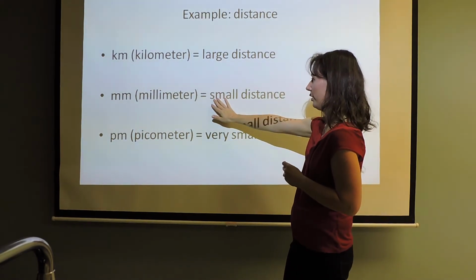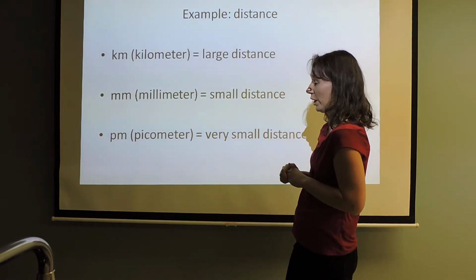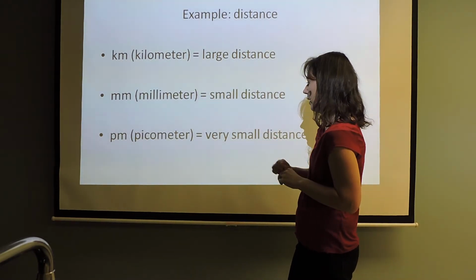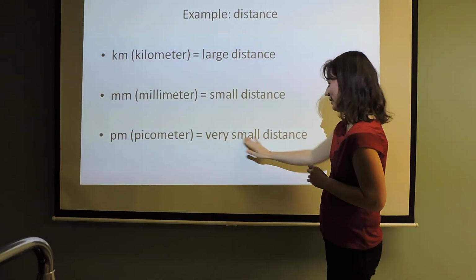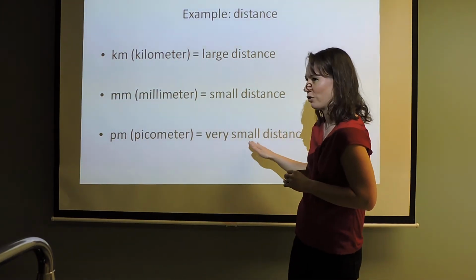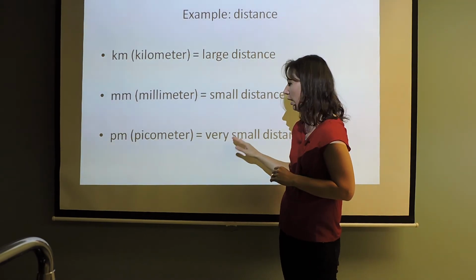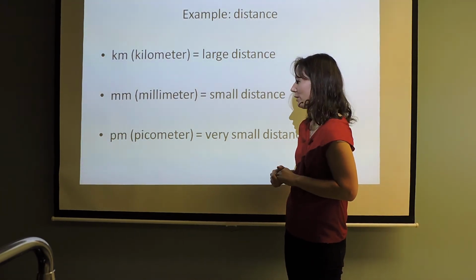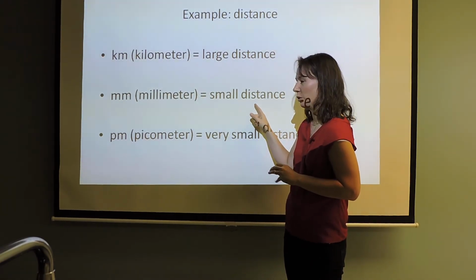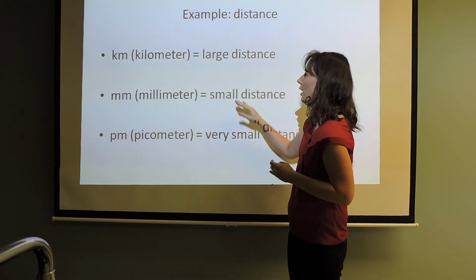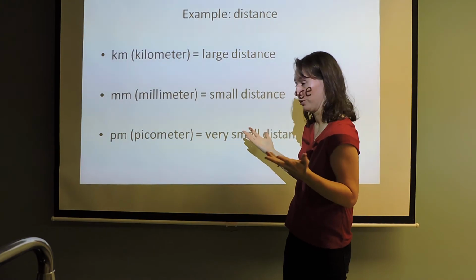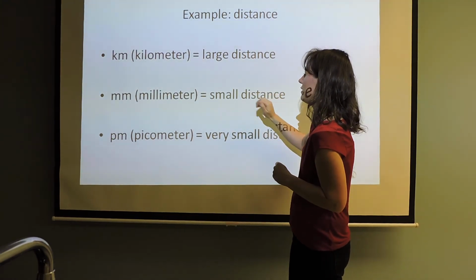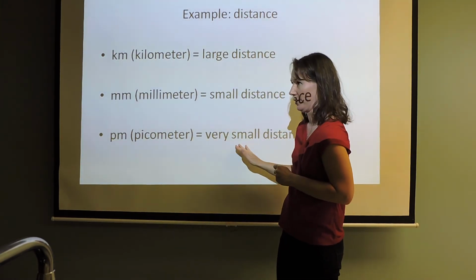Whereas a millimeter is a small distance. I should say small distance, because a picometer is a very small distance. This is something you'd measure on the atomic scale, the radius of an atom measured in picometers. Millimeters, we're talking sheets of paper, whereas a kilometer would be the distance from here to your house. Those are large distances, those are small distances, and these are very small distances.